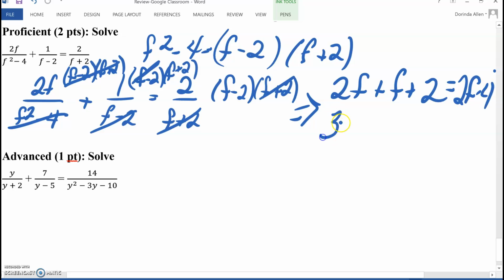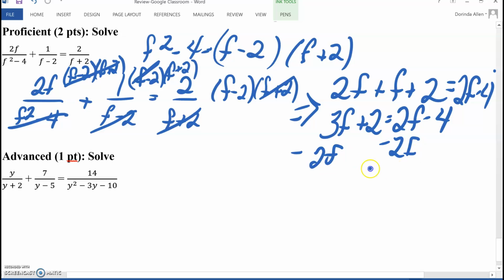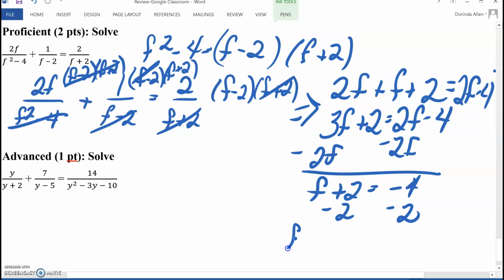Put my f's together, so I get 3f plus 2 equals 2f minus 4. Subtract 2f. f plus 2 equals negative 4, subtract 2. f equals negative 6.